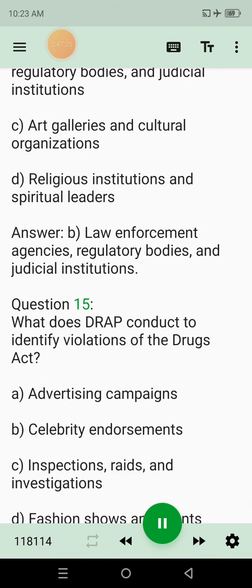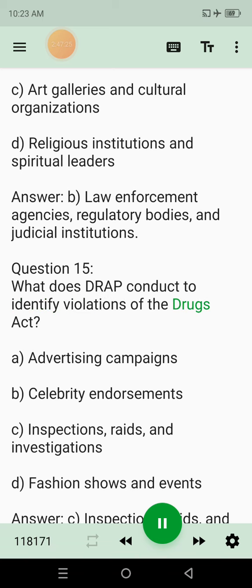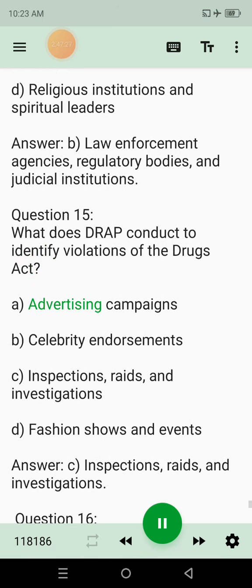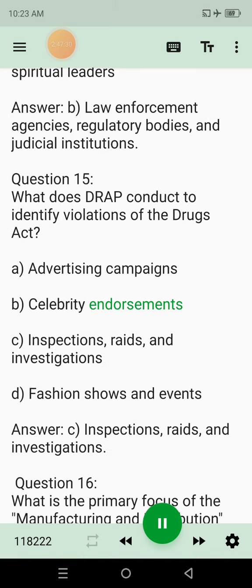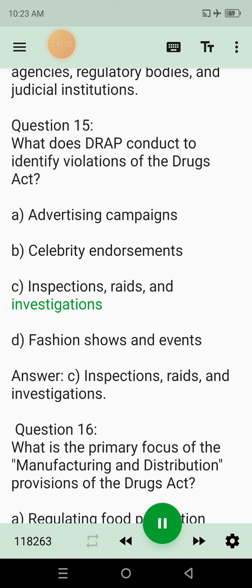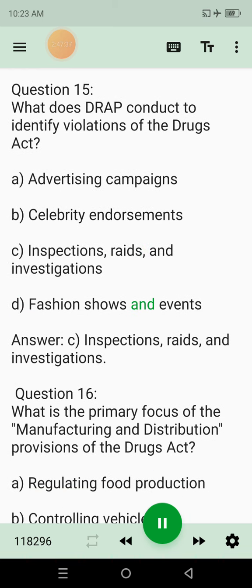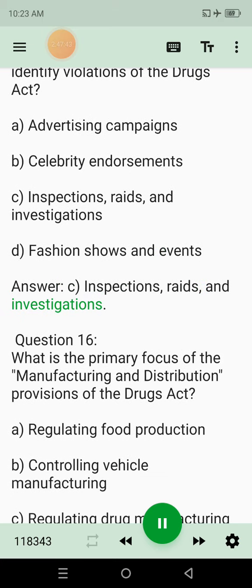Question 15. What does DRAP conduct to identify violations of the Drugs Act? A. Advertising campaigns. B. Celebrity endorsements. C. Inspections, raids, and investigations. D. Fashion shows and events. Answer: C. Inspections, raids, and investigations.